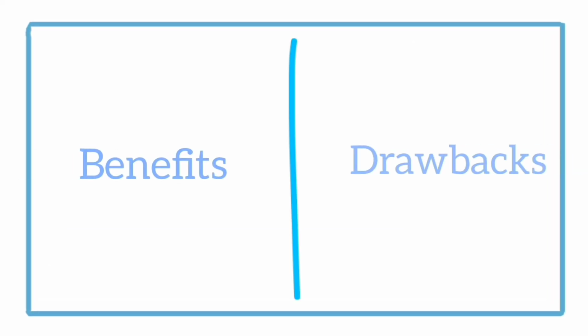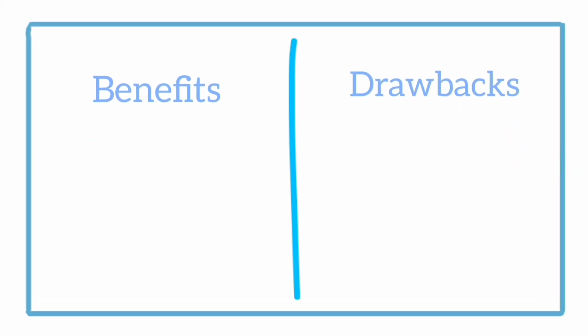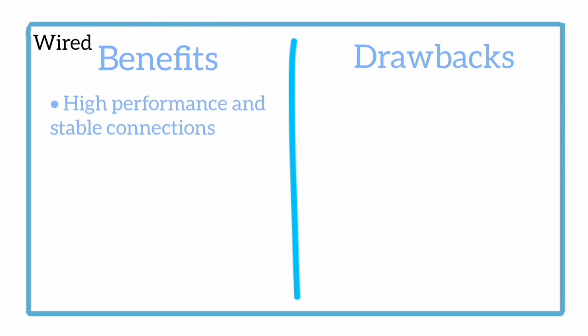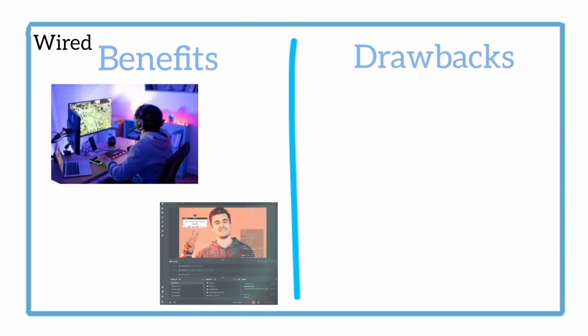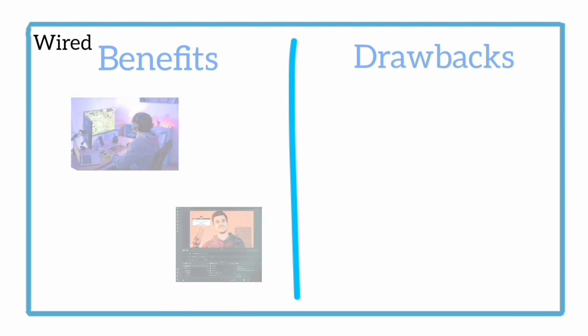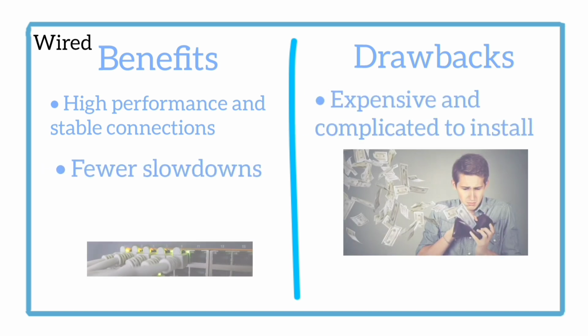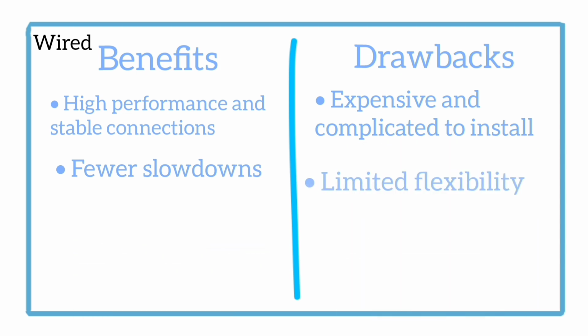Okay, let's now discuss the benefits and drawbacks of each type. For a wired network, the pros are high performance and stable connections, which is perfect for things like gaming or streaming. And they don't use up wireless bandwidth, which means fewer slowdowns. But there are also some drawbacks. Installation can be complicated and costly. Limited flexibility. WAPs must be placed where Ethernet is available.